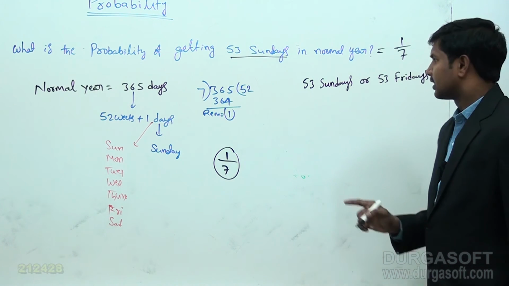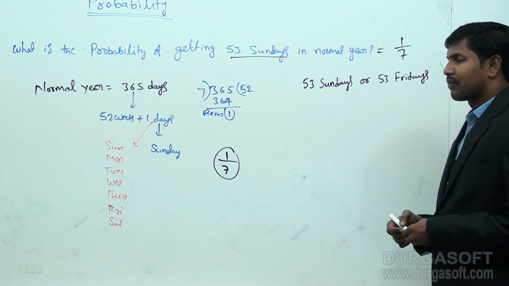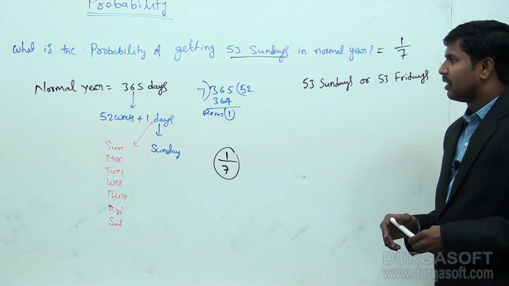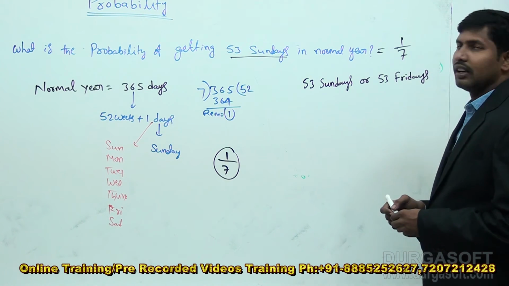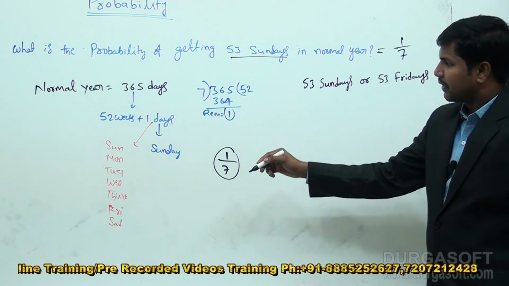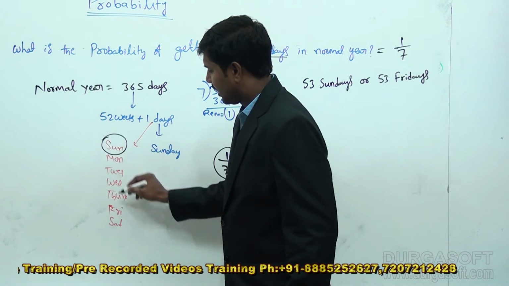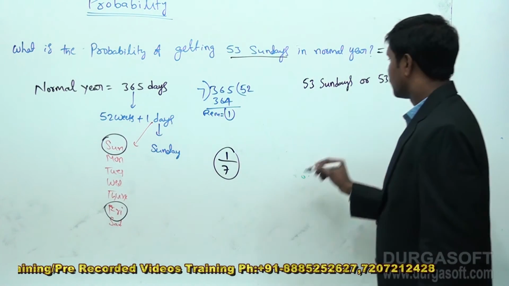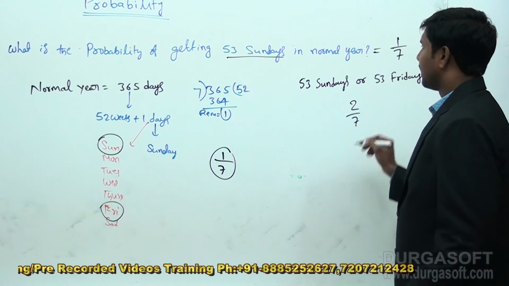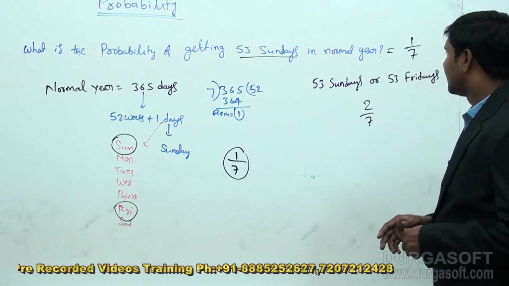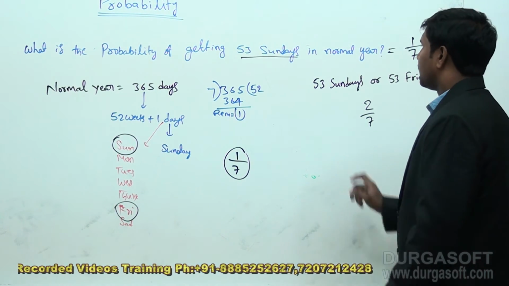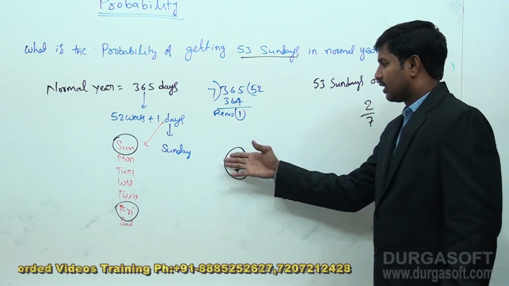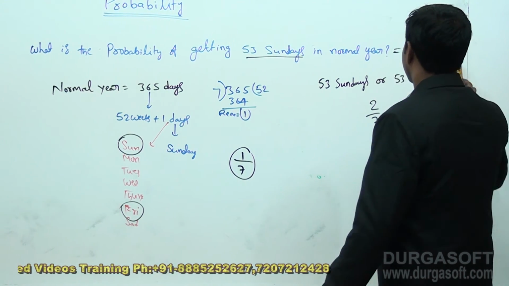So in this case, whether it is Sunday or Friday, I don't mind, at least I want 1 here, so that we are having 2 chances. So Sunday and Friday, 2 chances, so 2 by 7 when I am expecting 53 Sundays or 53 Fridays. If I am expecting only 1, then the answer should be 1 by 7.